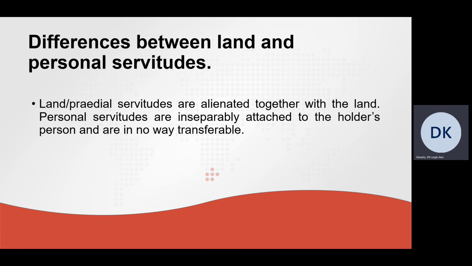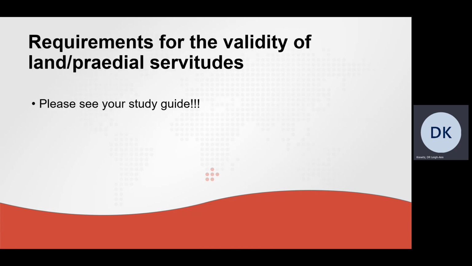Furthermore, land servitudes are alienated together with the land, whereas personal servitudes are inseparably attached to the holder's person and are in no way transferable. For the requirements for the validity of a land servitude, please see your study guide.